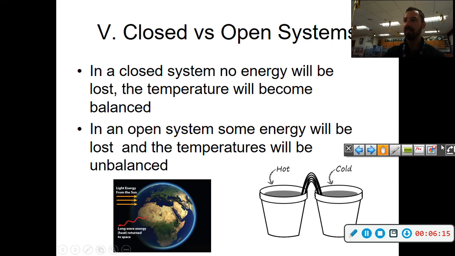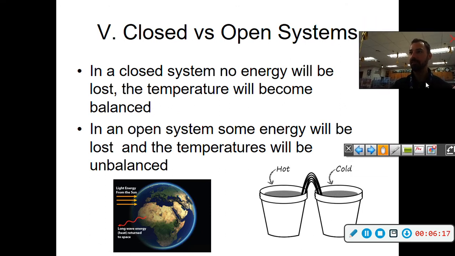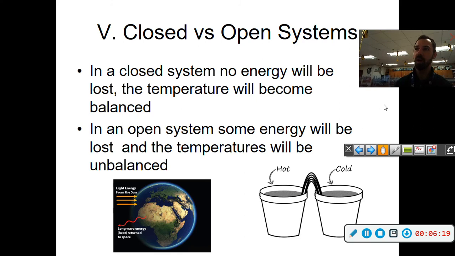And then lastly, closed versus open systems. We want our houses to be closed systems. In a closed system, no energy will be lost. The temperature will become balanced.